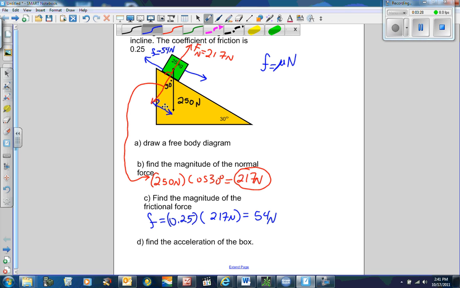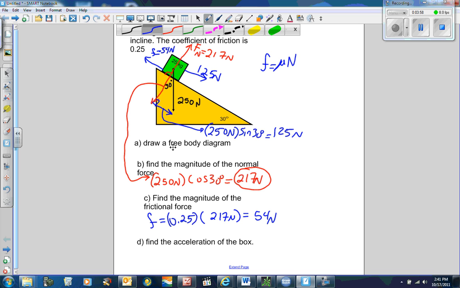Well, how much gravity, how much of the weight or the force of gravity is pulling this downhill? Well, that's this part down here of the triangle. That is opposite the 30-degree angle, which is sine. So that part is, I'll just put it right here, is going to be 250 newtons times sine of 30 degrees. That's going to be 125 newtons. So, part of gravity pulling it downhill is 125 newtons.